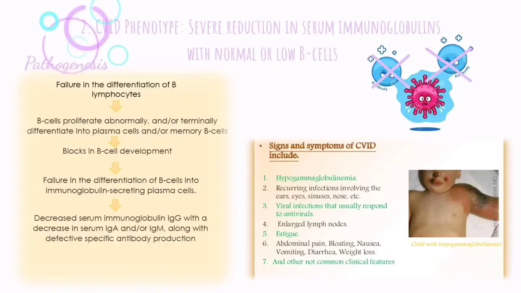hypogammaglobulinemia, recurring infections involving the ears, eyes, sinuses, and nose, viral infections that usually respond to antivirals, enlarged lymph nodes, fatigue, abdominal pain, bloating, nausea, vomiting, diarrhea, weight loss, and other less common clinical features.